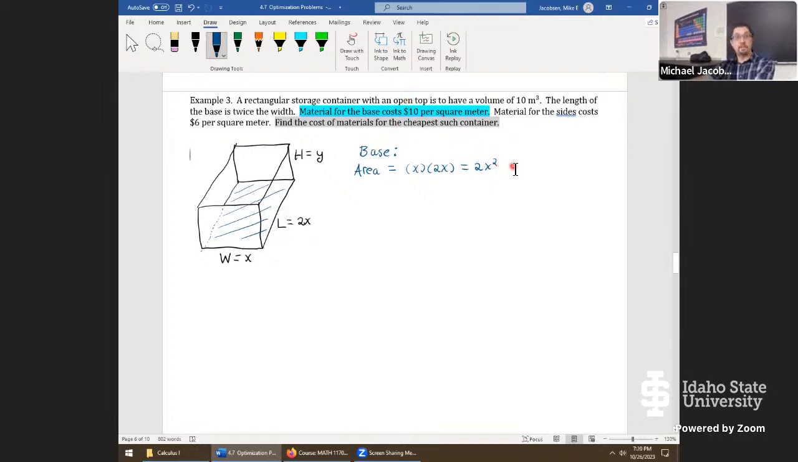They'll cancel off the square meters here, and we'll have something in units of just money now. So cost will be $10 multiplying the 2x squared. And so the contribution of cost coming out of the base is the 20x squared here. So the base is done. Now we need to calculate the cost for the sides. But does that make sense to folks so far on our cost for base?